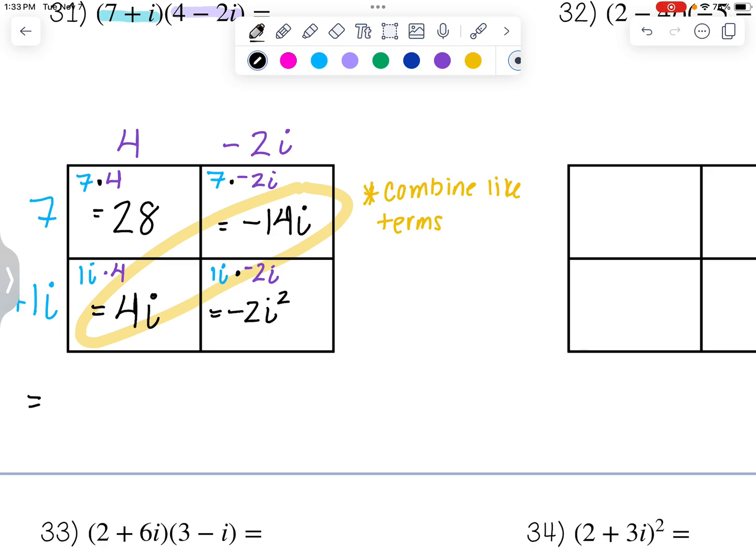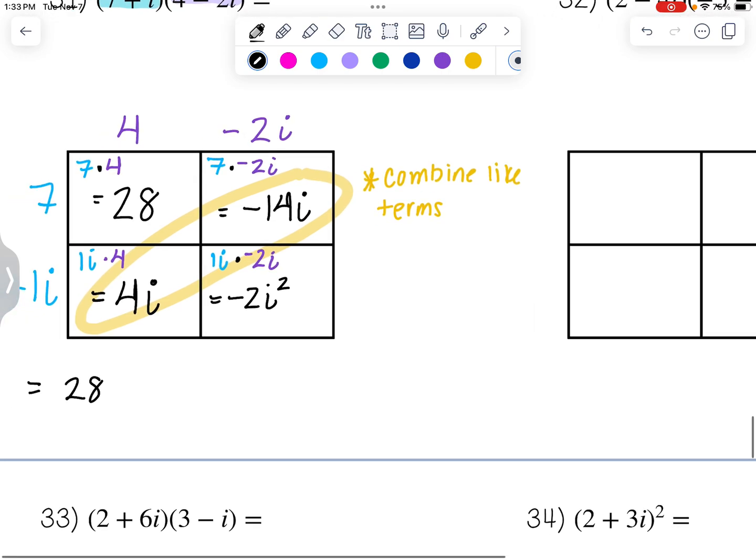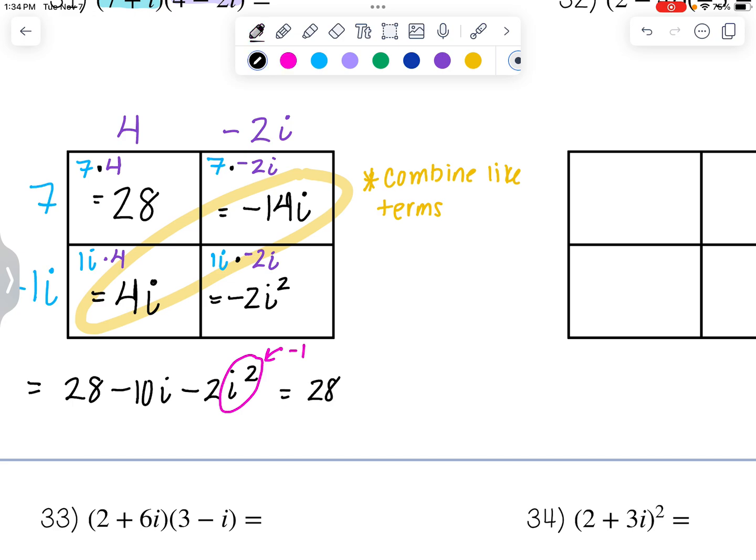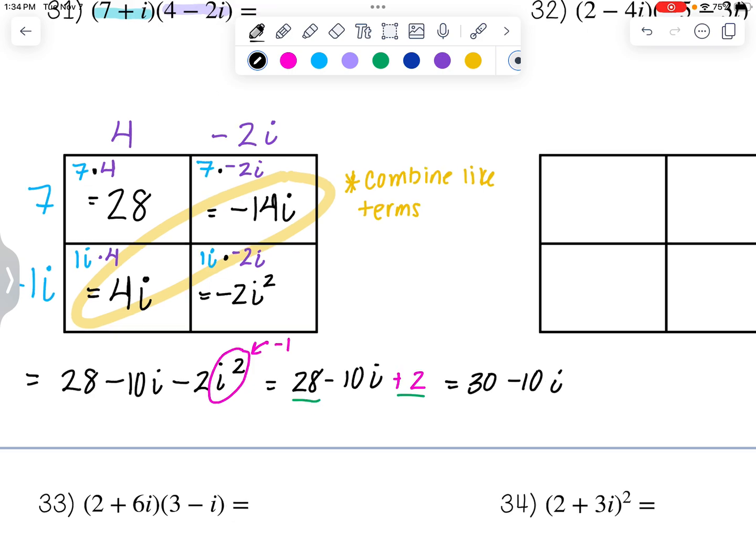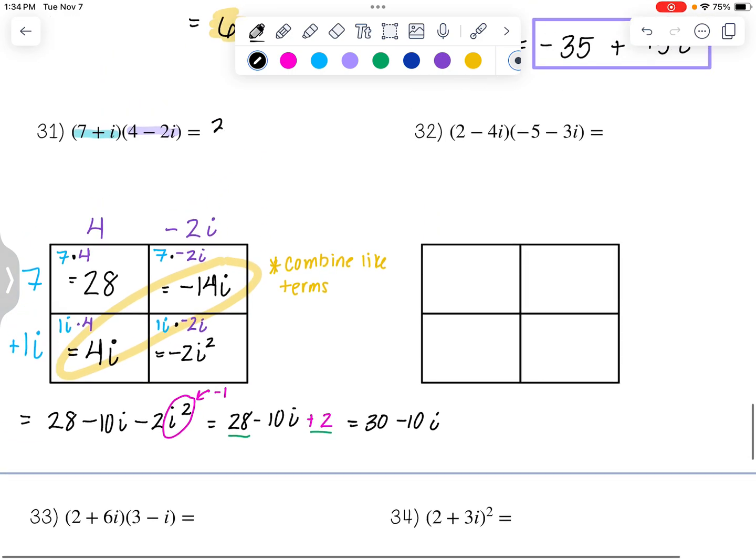So I'm going to start my answer with the 28, and then 4i minus 14i is going to be negative 10i, and then I get minus 2i squared. But i squared, right, is really negative 1. So I'm going to get 28 minus 10i, and negative 2 times negative 1 is really a plus 2. And then we're going to combine our like terms again. So we're going to end up with 30 minus 10i. So there's our final answer up here, 30 minus 10i.